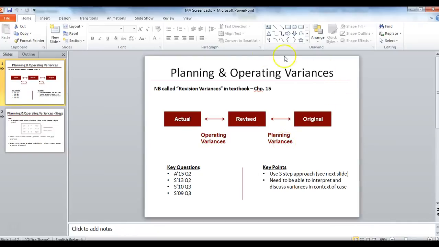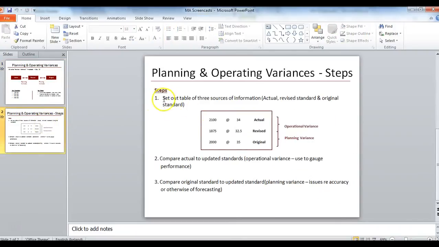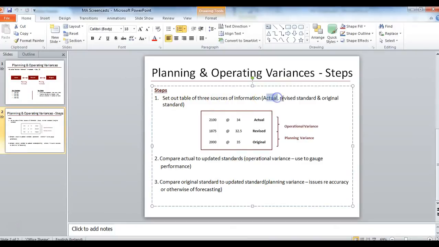And I like to tell students to set up a little cheat sheet like that in your notes. Here are some questions. We're obviously doing this question now, but it's come up before. And I also tell students the key points that you'll perhaps always make mistakes on when you go back and look at it yourself. One of the key things I tell students is, if you're doing planning and operating, do a three-step approach. Firstly, set out the three sources of information. What are the actuals? What are the revised standards? And what are the original?